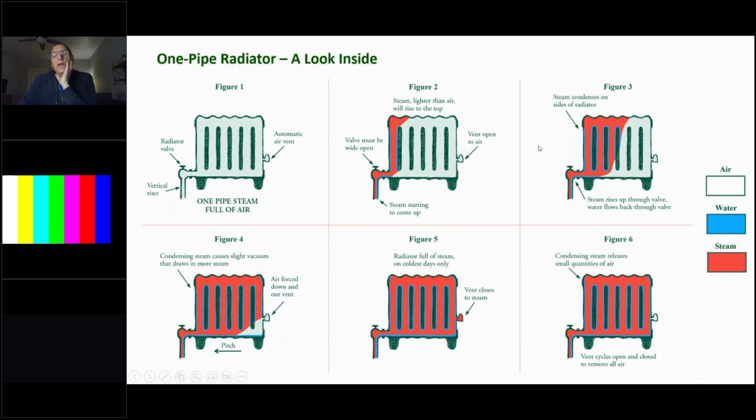As the steam condenses on the side of the radiator, it rises through the valve and water flows back through that valve. Condensing steam causes a slight vacuum that draws in more steam, and the air is forced down and out the vent. The radiator is usually only full of steam on the coldest days or on the very first startup at the beginning of the year. And then the vent would close once it encounters steam. As the steam condenses, it releases small quantities of air, so the vent cycles open and close to remove all the air. And that's a typical one pipe radiator.